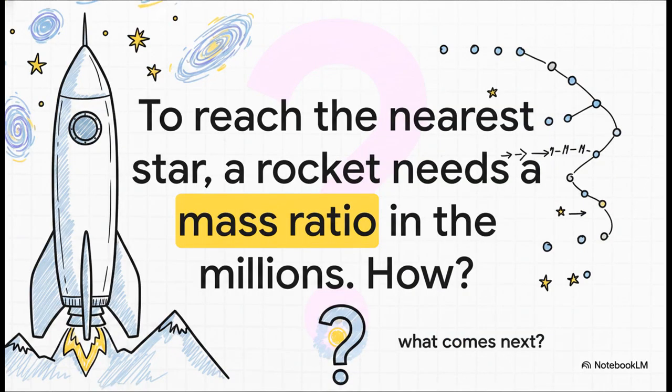This equation shows us the pathway to the planets, but it also reveals the immense, almost impossible challenge of traveling to the stars. A chemical rocket making that kind of journey would need a mass ratio in the millions. It would have to be bigger than a mountain. So the very equation that opened the door to space also shows us its limits. And the question for the next generation of scientists and engineers is, what comes next?